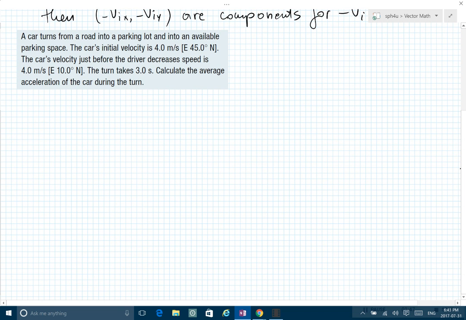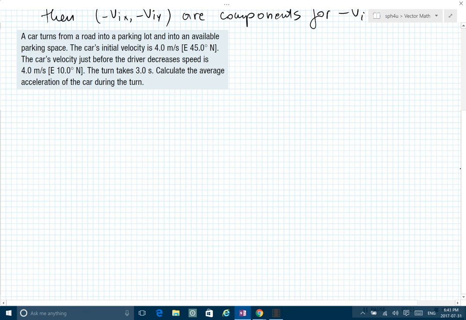So here's an example. It says a car turns from a road into a parking lot and into an available parking space. It doesn't matter. The car's initial velocity is 4 meters per second, east 45 degrees north. Usually we don't put the angle if it's 45 degrees. And the car's velocity just before the driver decreases speed is still 4 meters per second, but now is east 10 degrees north. And all this maneuver takes 3 seconds. And we want to calculate the acceleration of the car during the turn.